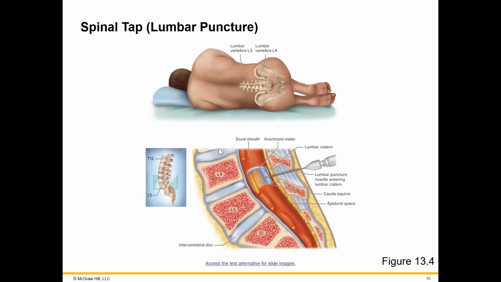Okay. So the spinal tap, known as the lumbar puncture, is always between L3 and L4. And here you see you just have a lot of nerves. You don't have axons. It is placed between the arachnoid matter, and this is the lumbar cistern, and you put the lumbar puncture needle entering the lumbar cistern.